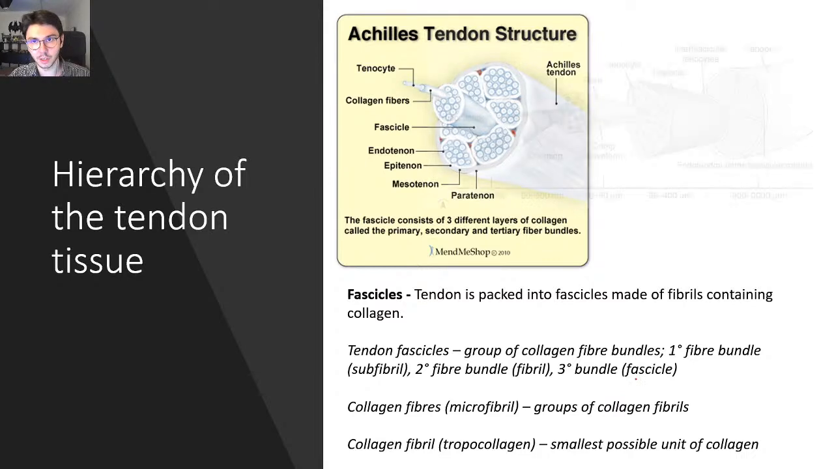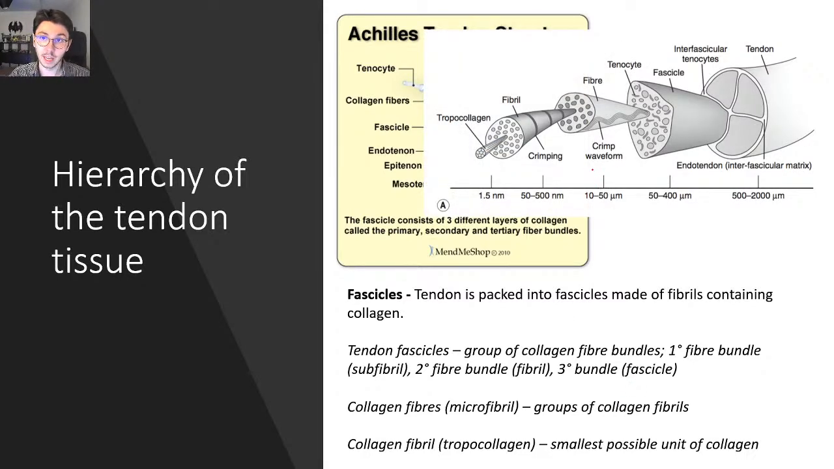And I'm going to show another picture here. So this is another way to look at it. So you have your fibril, which composes a fiber, which composes a fascicle, right? And that composes the tendon. So the collagen fibers themselves are groups of collagen fibrils. So you might be asking, what's a collagen fibril? A collagen fibril is the smallest possible unit of collagen, which contains tropocollagen.